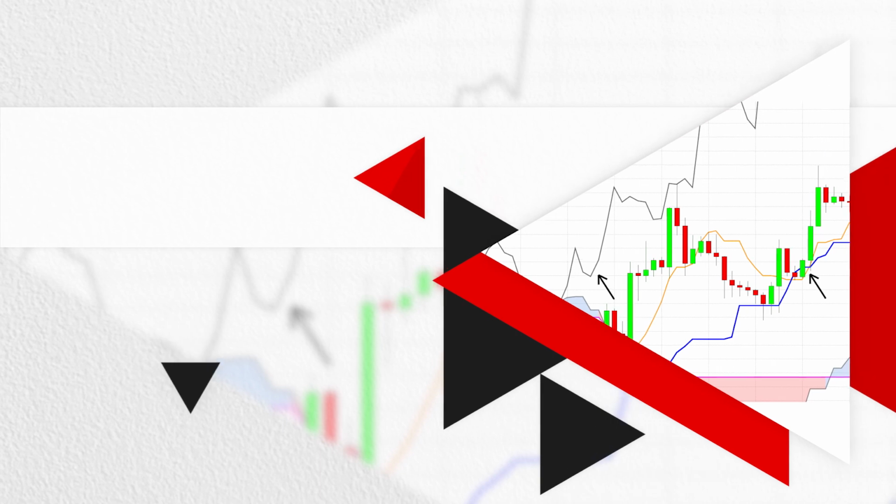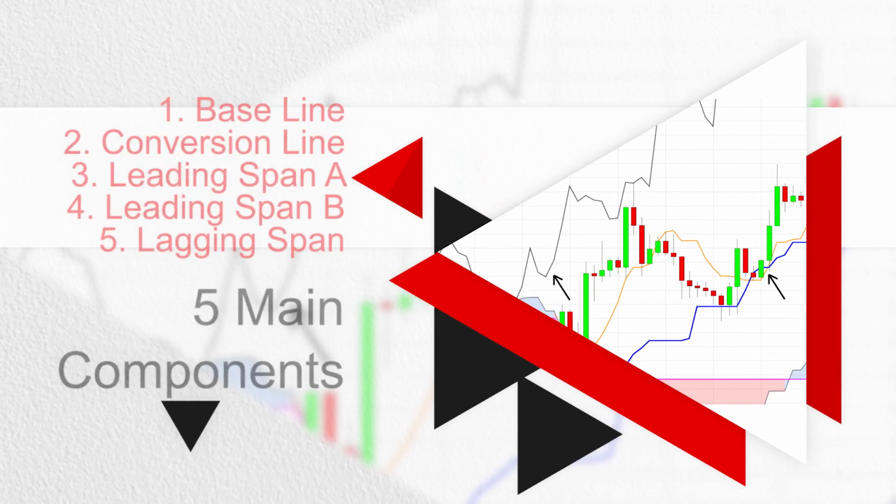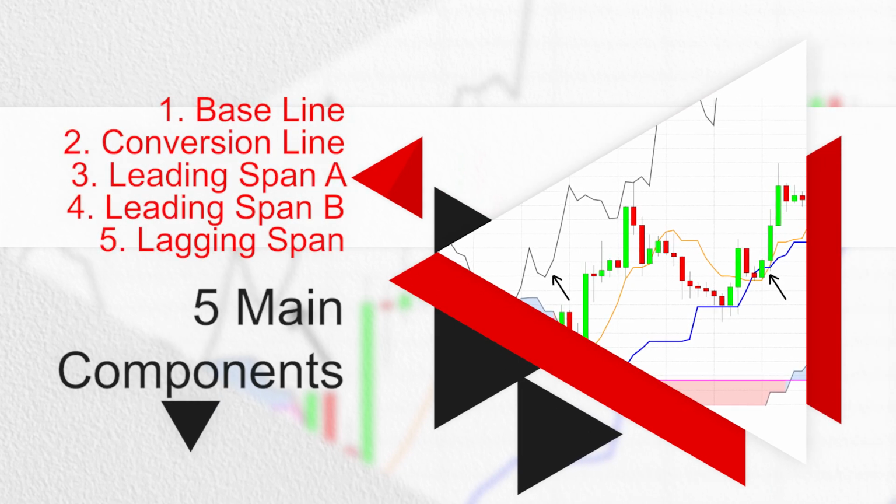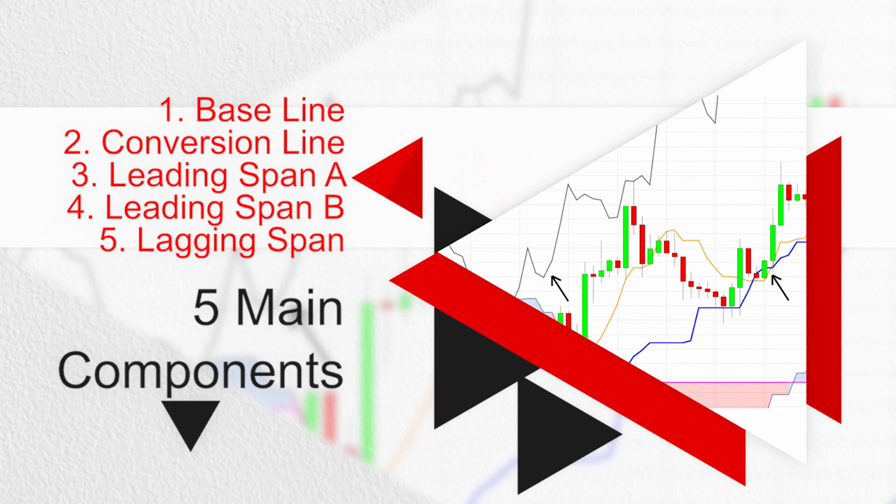There are 5 main components that provide you with reliable trade signals: the conversion line, baseline, leading span A, leading span B, and the lagging span. We will go over the calculations and applications of these components.